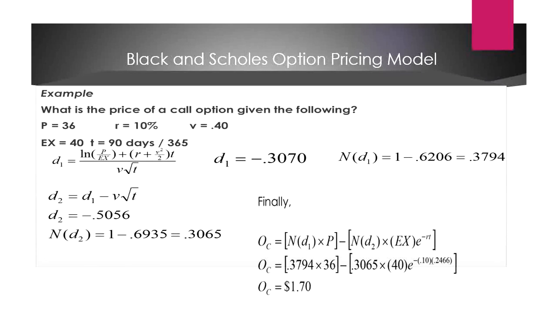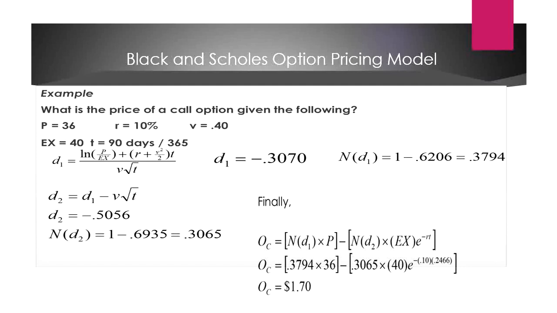Through this slide, I would like to let you know how to make calculations to get to the option value using the Black and Scholes pricing model. In this example, we have been given certain inputs to find out the price of a call option. These inputs include the price of a stock that is equal to $36. Risk-free rate is 10%. Volatility is 0.40. Exercise price is $40. Time to expiration is 90 days, which would be a fraction of 365 days.